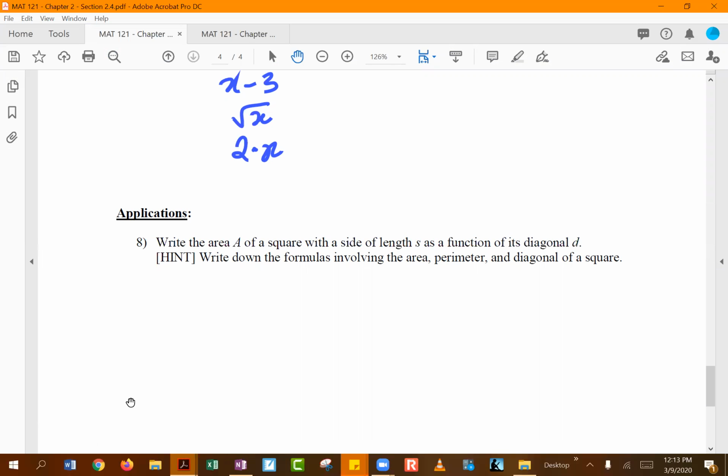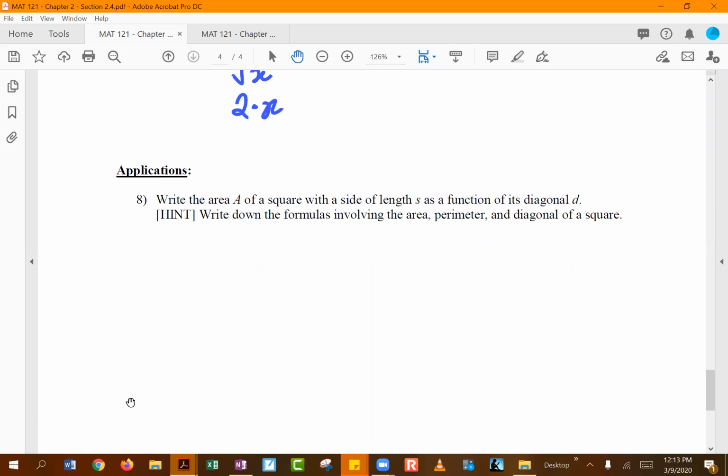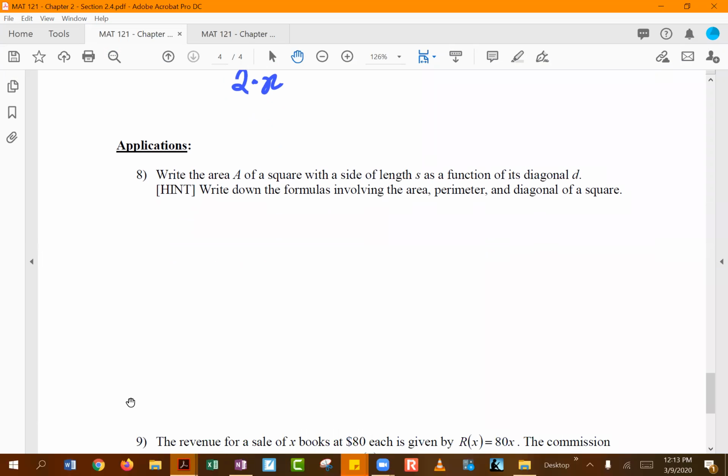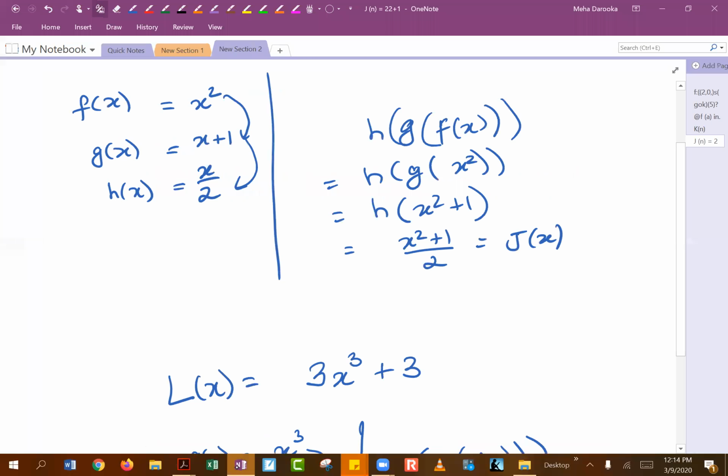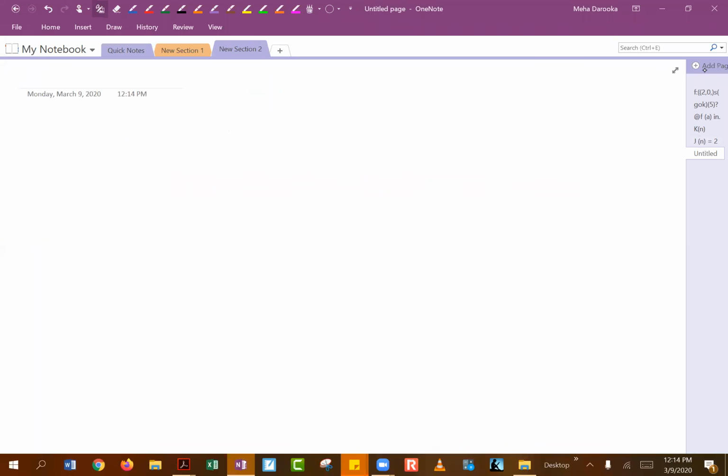Alrighty, guys. Let's see how we can use this. We had actually done something like this, I think, in chapter 1. But basically, they're saying, let's see how we can use this idea of composition with something we already know. So they're saying, write the area of a square that has a side of length s, and take that area function and write it as a function of its diagonal. Okay, so let's see if we can come up with this image here.